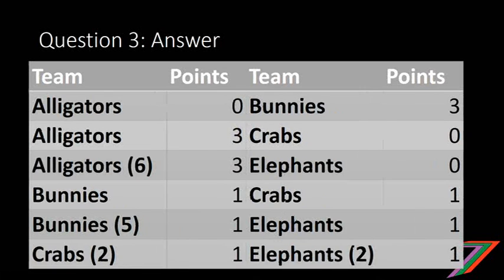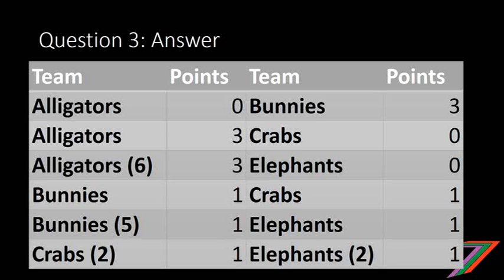Okay, so let's now look at question 3. So as I mentioned before with the previous 2, look at the total points between 12 and 18. So what have we got here? We've got alligators on 6, bunnies 5, that's 11, 2 for crabs and 2 for elephants. So that gives us 15. So that tells us that 3 of the 6 games were drawn. And we know 2 of those involve the elephants and crabs, and also the bunnies.